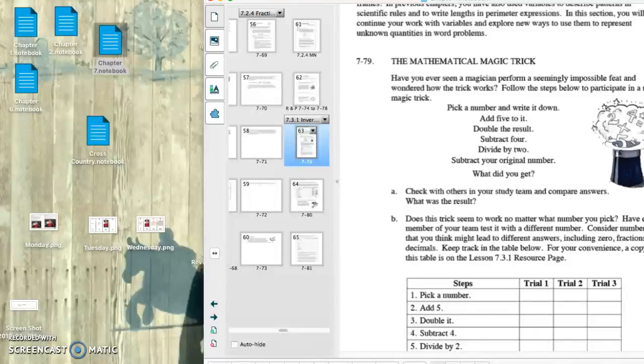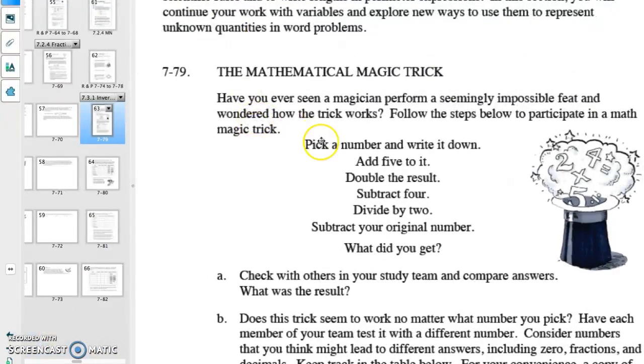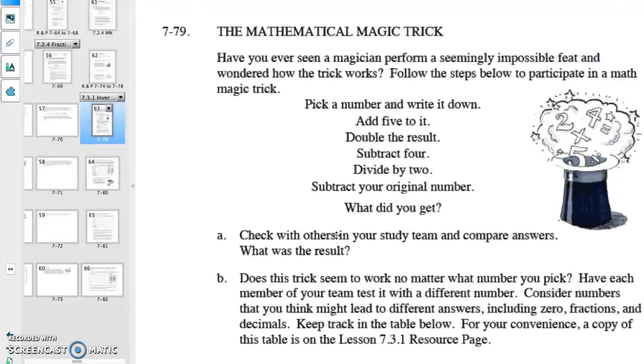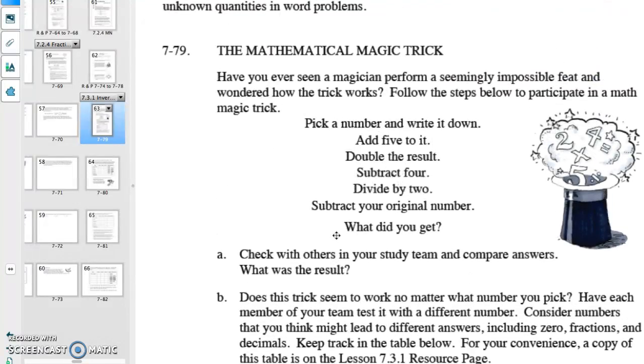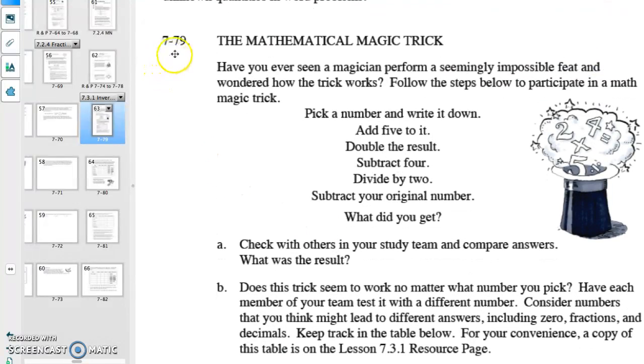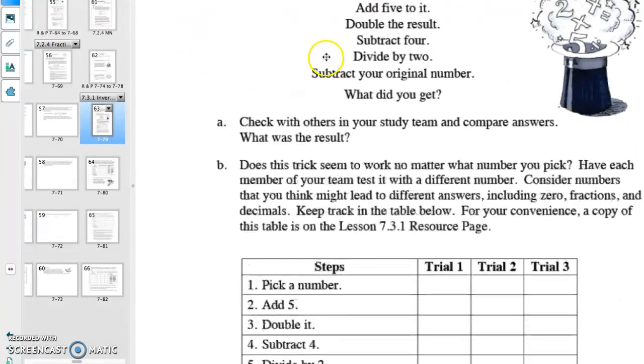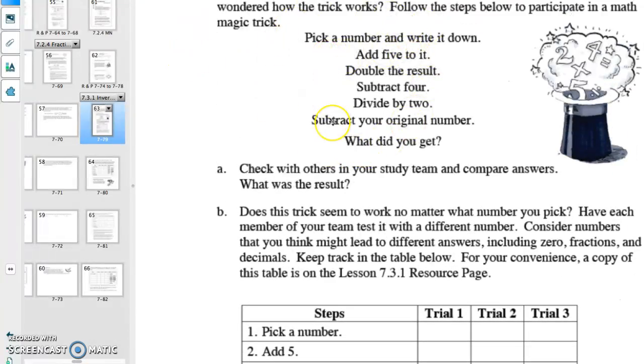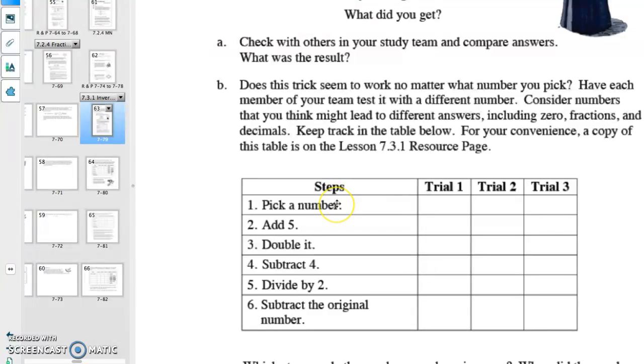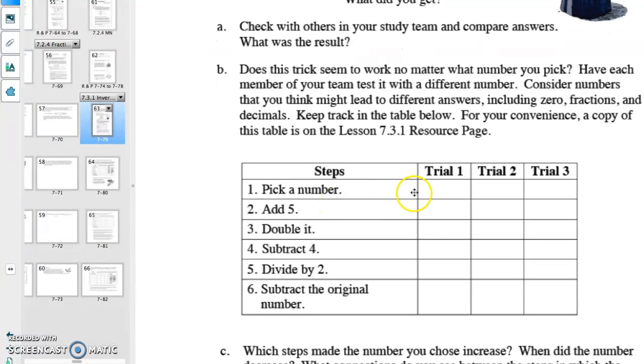And hopefully, if you did everything right and if I gave the instructions right, you ended up with the number 3. And if you look at the screen now, you can flip the iPad over. 7-79 was us going through that. And then we had people at the tables try different numbers. So we're going to do that, you and I, right now.